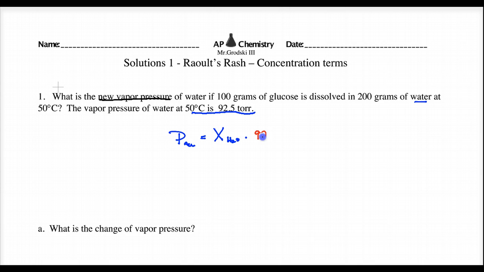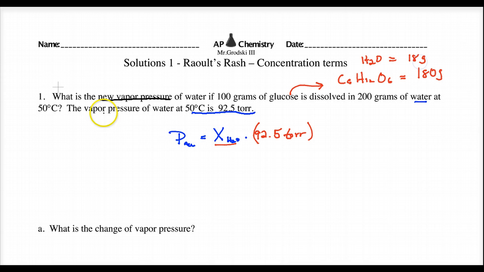So 92.5 torr. So all we need now is the mole fraction. So all you need to do is find your moles of water and your glucose. Now glucose, if you didn't know, is C6H12O6. And its formula mass, if you didn't go to the formula mass party, is 180 grams per mole. If you didn't, you figure that out. And of course, the formula mass of water is 18. These are things that you should know at this point in your chemistry life.